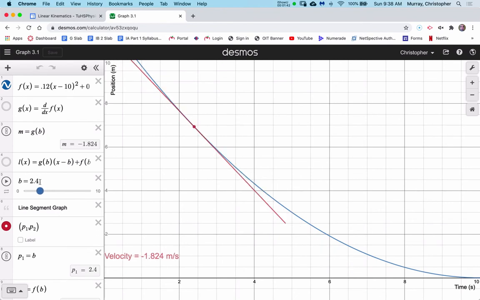So you can see that line there. You can see in the lower left, it's displaying the slope. It starts off pretty steep, right? And then the line gets really, really long and then short.